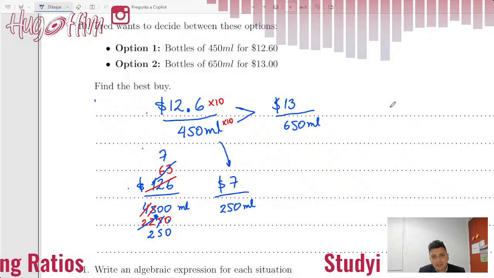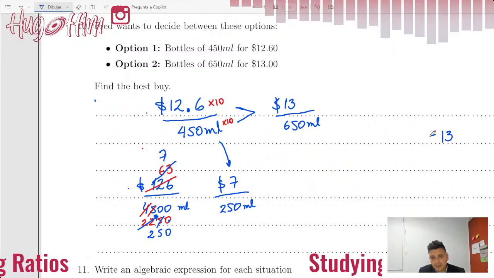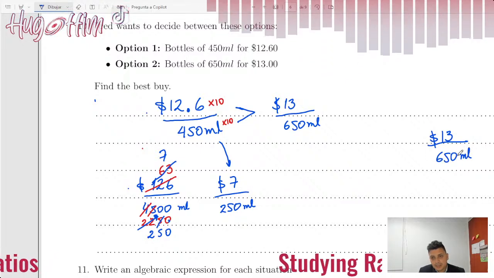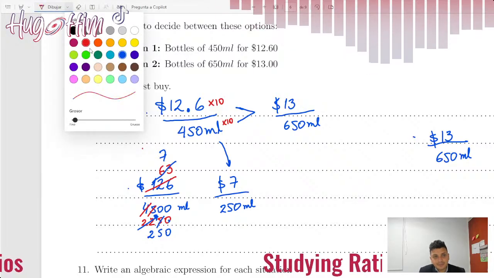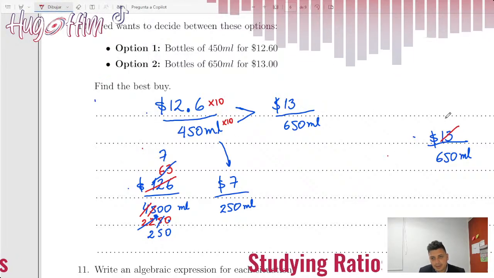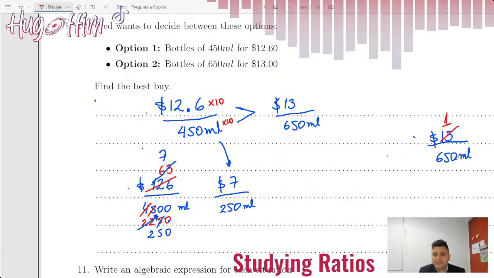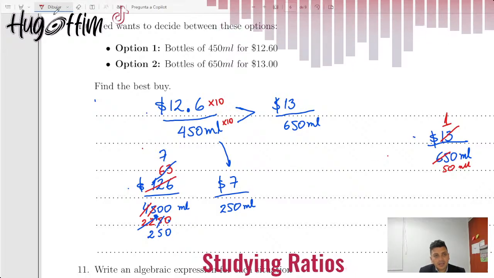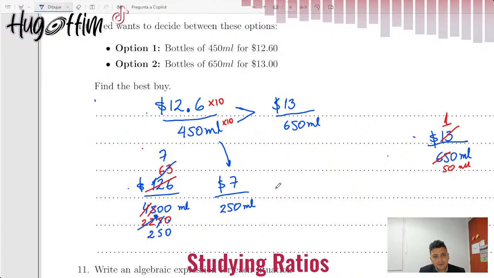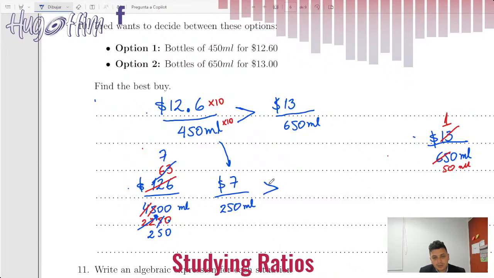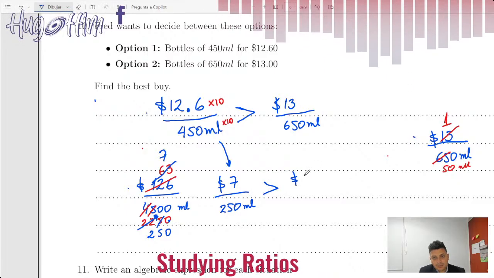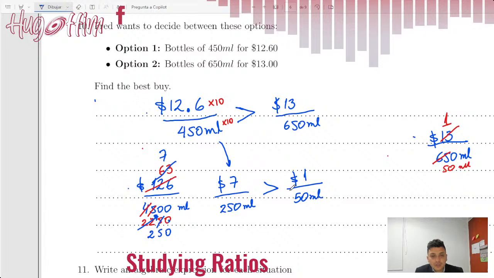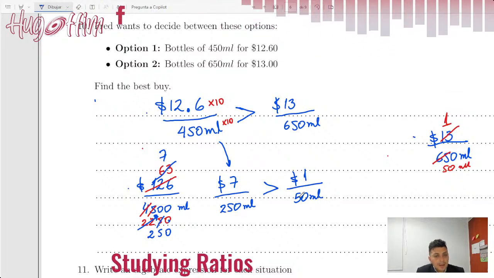Now I'm going to simplify the other one. I'm gonna do it here. $13 over 650 milliliters. Look at that, I can divide by 13. If I divide by 13, I'm gonna get 1. And 65 divided by 13 is just 5, and 0. So I got that I want to know if $7 over 250 is the same as $1 per 50 milliliters.